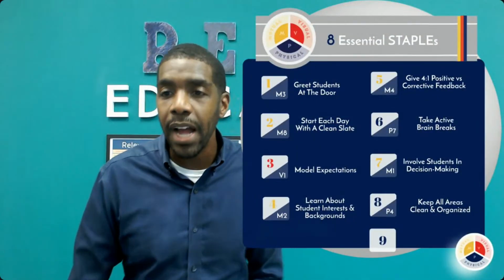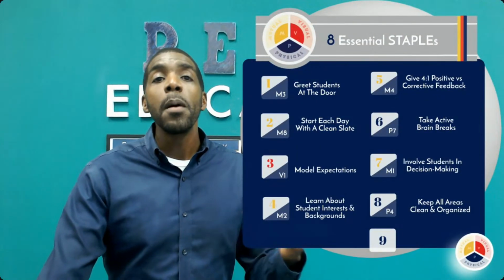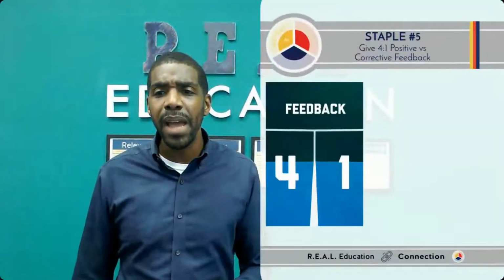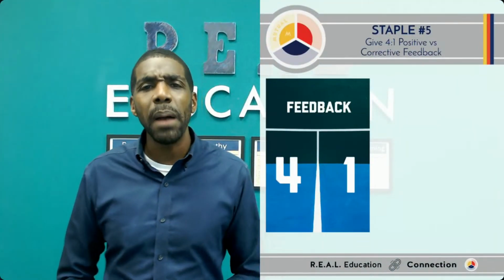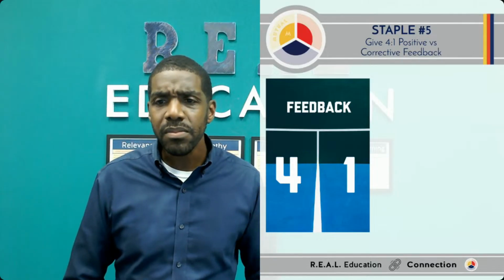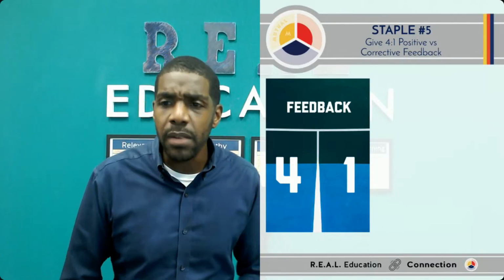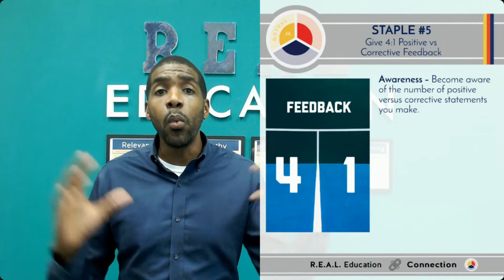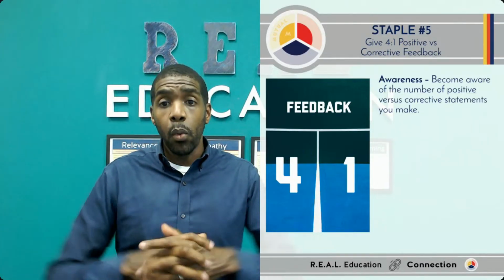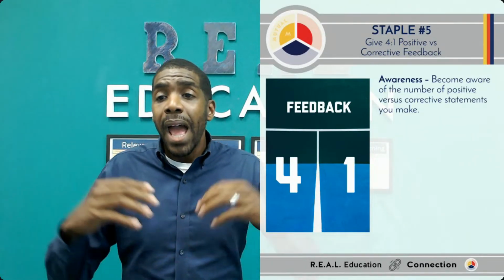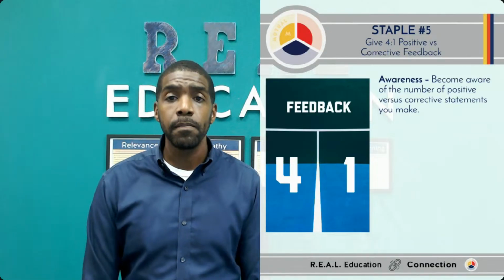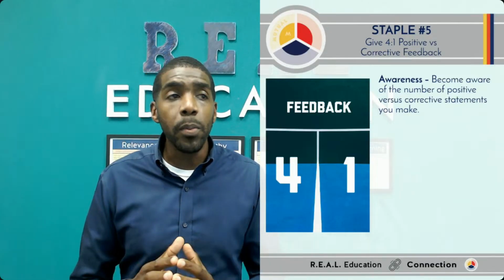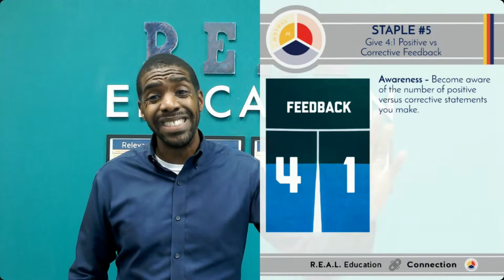Let's hit up number 5, which is to give 4 to 1 positive versus corrective feedback. Now, out of all of the staples we're talking about today, this is probably the most difficult. Let's start with the first one, which is awareness. We need to become aware of the number of positive versus corrective statements that we make. This is difficult because research actually says there should be 7 to 1.